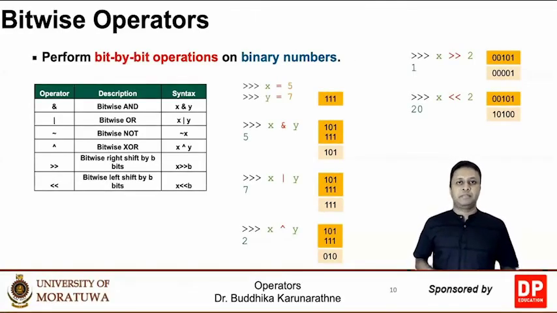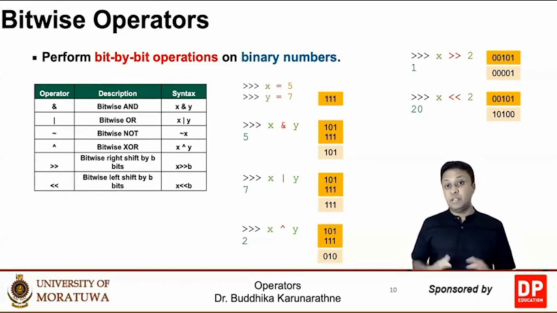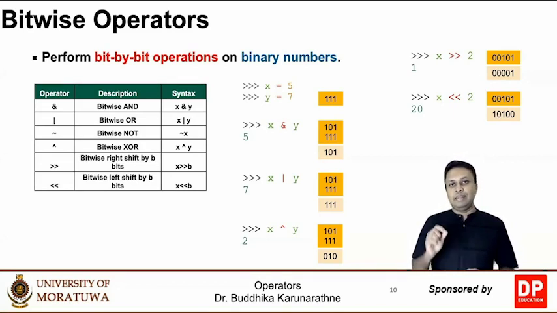Now let's look at bitwise operators. These are similar to logical operators, but treat operands as binary values and operate on them bit by bit. For example, 5 is 101 in the binary format, and 7 is 111.